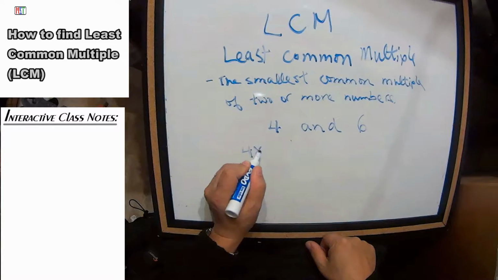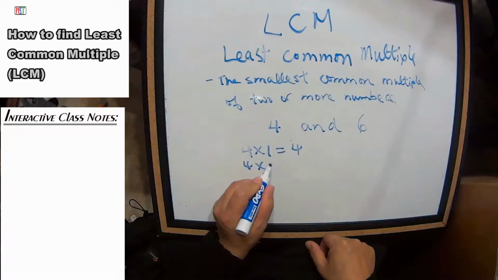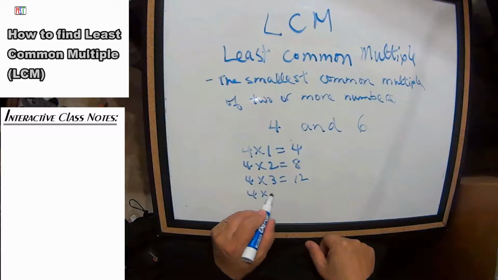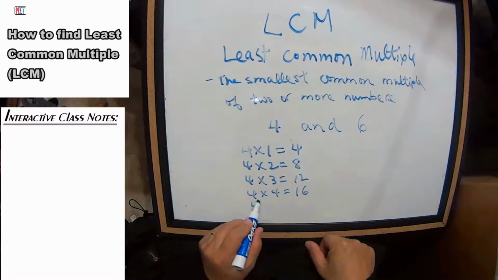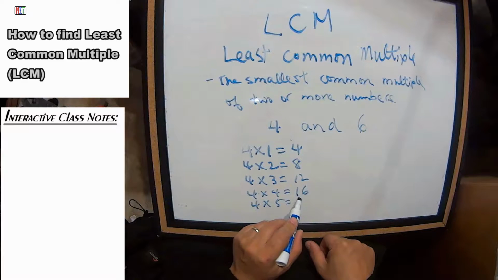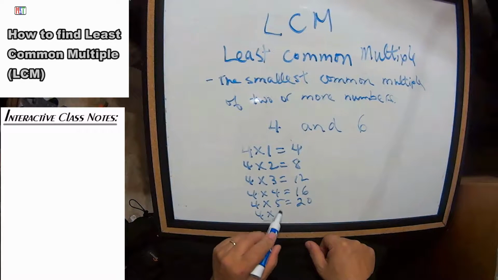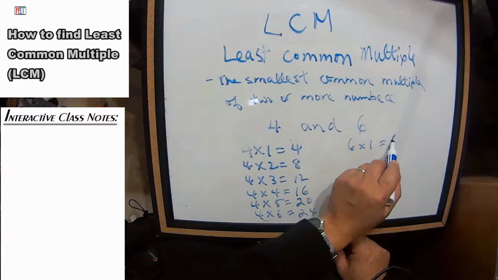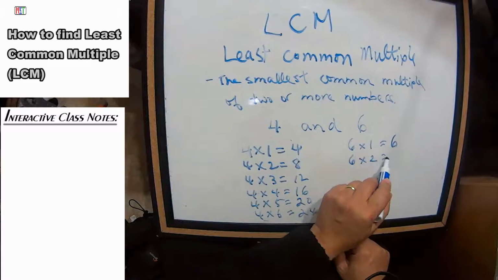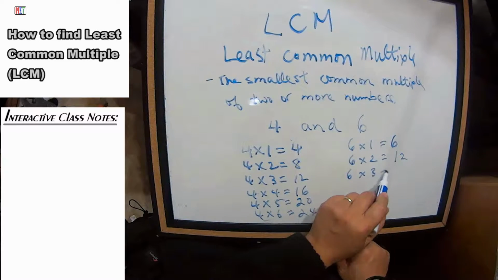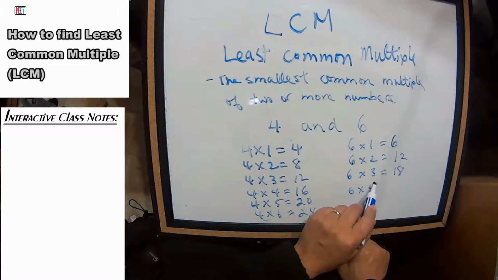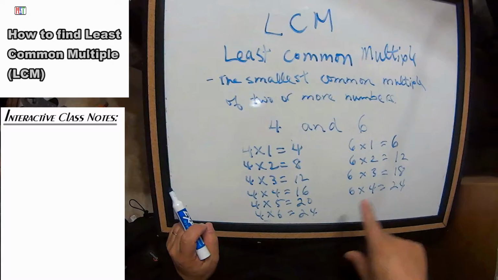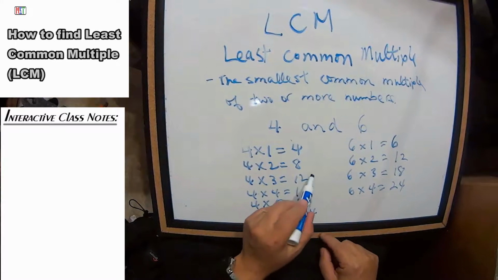Okay, so 4 times 1 gives you 4, 4 times 2 gives you 8, 4 times 3 gives you 12, 4 times 4 gives you 16, and let's do two more. 4 times 5 is 20, and 4 times 6 is 24. All right, let's do that for 6. 6 times 1 is 6, 6 times 2 is 12, 6 times 3 is 18, 6 times 4 is 24.